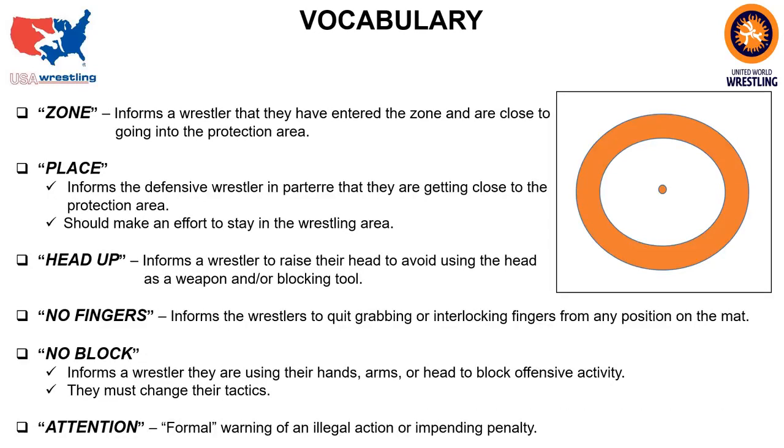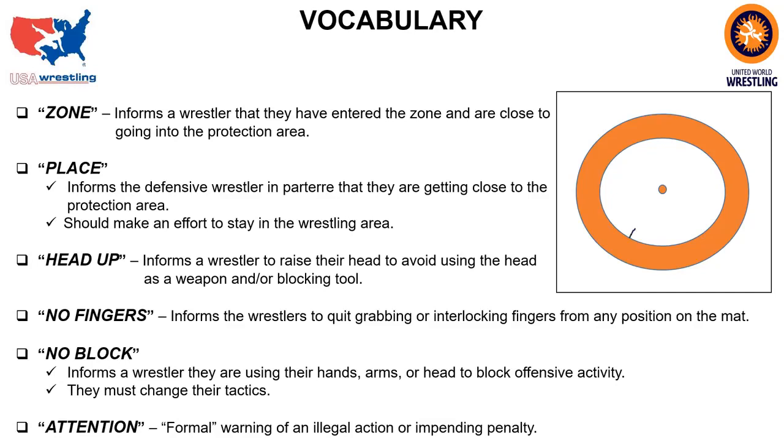Our next command in our UWW vocabulary is zone. When we use the command "blue, zone" or "red, zone," we're informing the wrestlers that they are leaving the central wrestling area into the zone or orange area, and they're getting very close to the protection area. By giving the command zone, we are telling them to leave the zone and work themselves back to the central wrestling area and continue the bout. The command place. Just like in standing position, we're using the term zone.